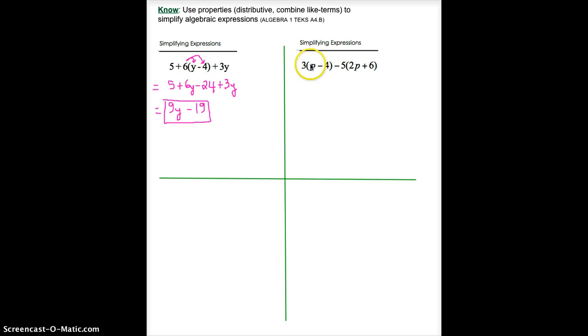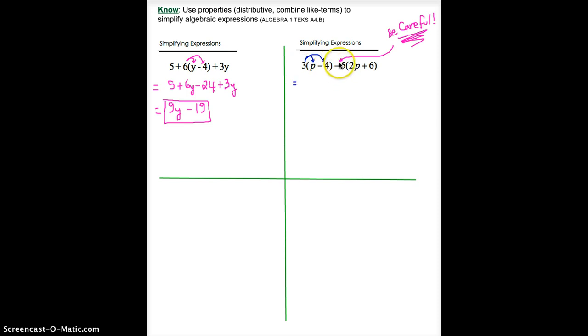In this example, as you can see, we have the 3 multiplied with the (p minus 4), and then over here we also have the negative 5 multiplied with the (2p plus 6). Whenever you have a negative in front of the coefficient, you need to be extremely careful. So let's work this problem in the same fashion as we did before. We're going to distribute this 3 through the entire thing. So 3 times p, and then 3 times minus 4.